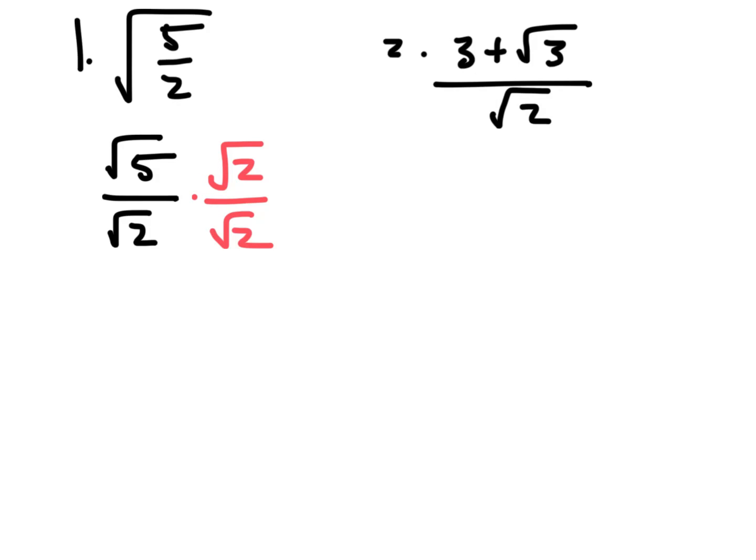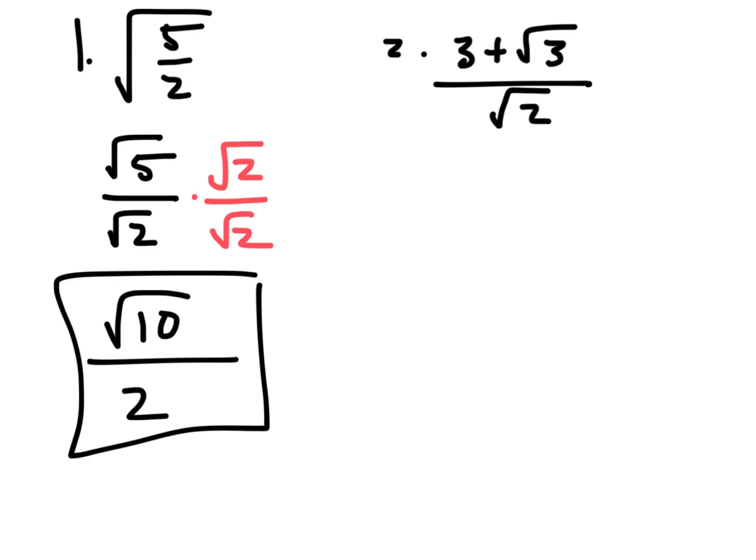So you're not changing anything. Square root of 5 times square root of 2 is square root of 10. Square root of 2 times square root of 2, it's 2. Do any perfect squares go into the square root of 10? Well, the factors are 1 and 10, 2 and 5. So no perfect squares. This is simplified.